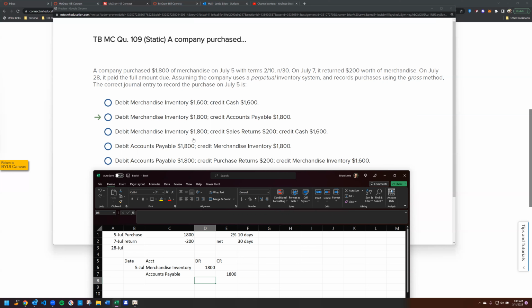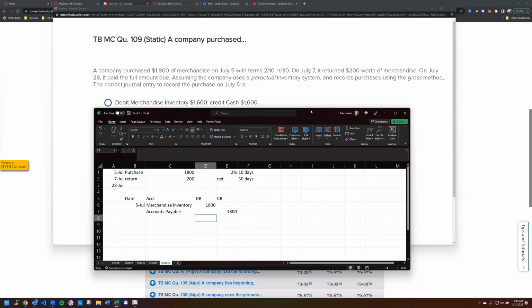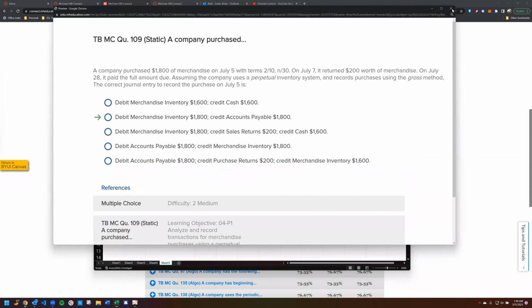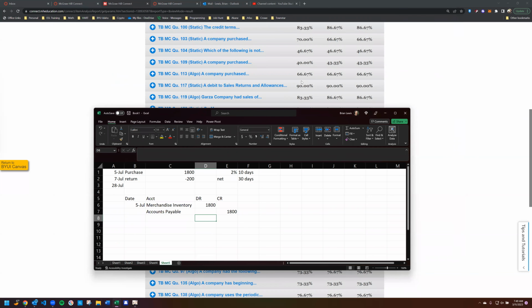Okay, so this is a no. Debit accounts payable and credit merchandise. No, because we know that debit is merchandise. It's an asset. And liability is the accounts payable. So that's a no. Anything debit accounts payable is an absolute no. So we know these ones are wrong, and we know these two are wrong because they include the return. So the only thing that's right is this second one. Okie doke. That one was tricky.